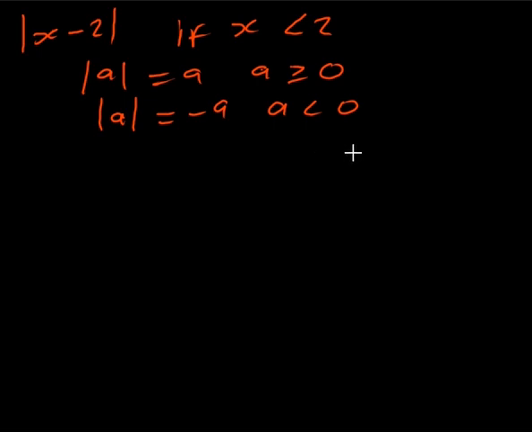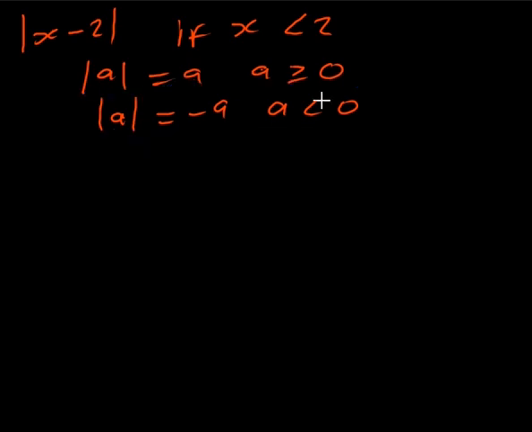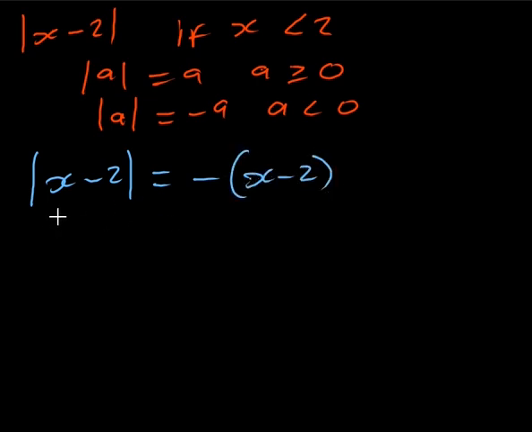So now we can conclude that we're going to use the second rule, which says that if whatever is in the absolute value sign is negative, then we're going to negate whatever is in there. Since we know that x is always less than 2, this will always be negative. So we're just going to negate x minus 2. And therefore, the absolute value of x minus 2, if x is less than 2, is simply minus x plus 2, or you can rewrite this as 2 minus x.